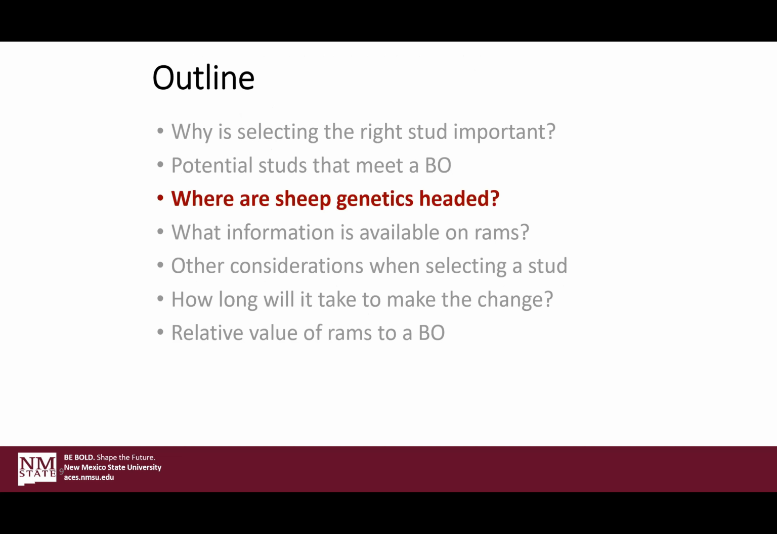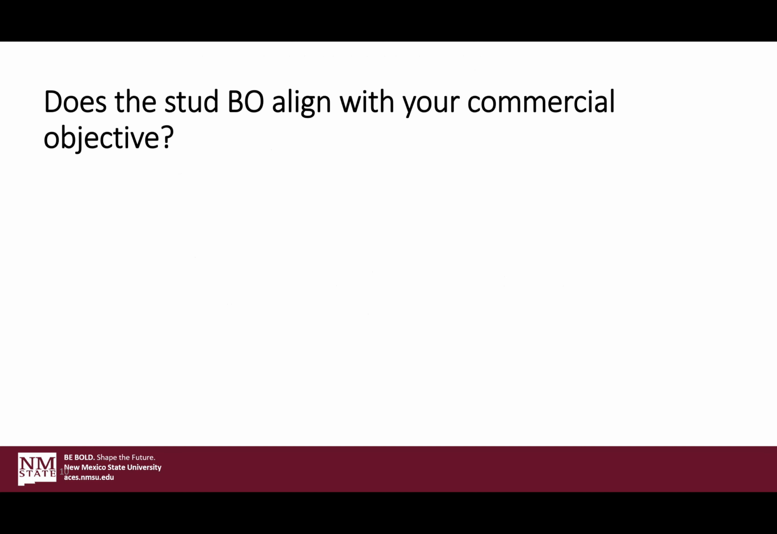So where are the genetics headed? We'll discuss that a little bit. We're starting to see some growth in the data side of ram selection. And specifically, how does your breeding objective align with your commercial objective? So that sounds like a little bit of a complicated question, but you can certainly have both. You know, if you're looking to breed and improve your wool and then sell the wool, that is effectively meeting your commercial objective.